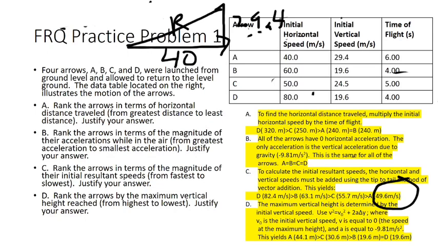We repeat that same process for all the other vectors, and this is what we end up with. D has the greatest speed to begin with of 82.4 meters per second, followed by B, 63.1 meters per second, followed by C, 55.7 meters per second, and the slowest one of all is A, 49.6 meters per second.